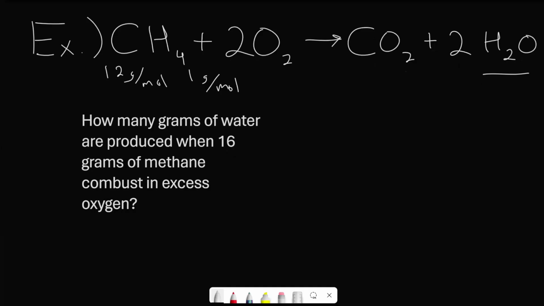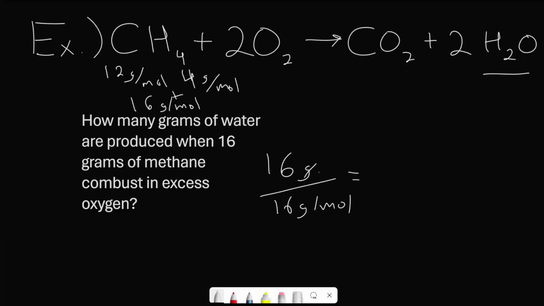And we have 4 hydrogens, so that gives us 4 grams per mole. Just bear with me here. And so if we add that up, that means that methane should be 16 grams per mole. I gave you an easy number to deal with. So it's very easy to tell that if you have 16 grams of methane, and methane is 16 grams per mole, then intuitively speaking, the grams will cancel out, moles will go to the top, and we have 1 mole of methane.